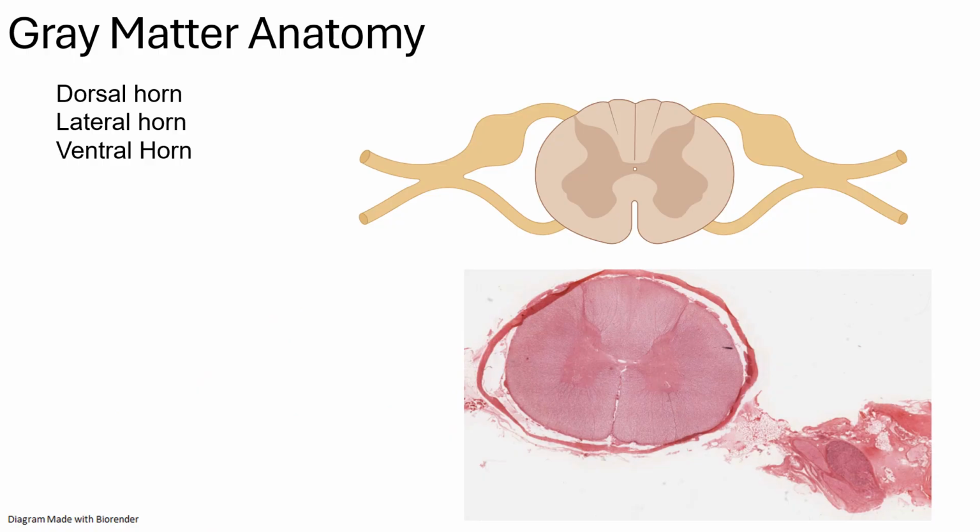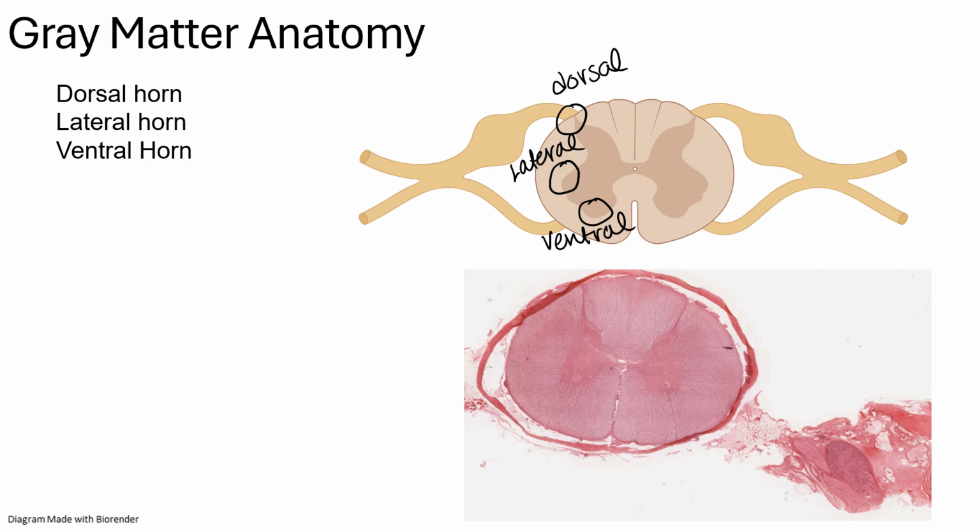Let's start by just designating some very simple anatomical terms of gray matter. The points of the gray matter on this transverse section of the spinal cord, those points are called horns. And therefore, this is the dorsal horn. This here is the lateral horn. And this here, of course, is the ventral horn.